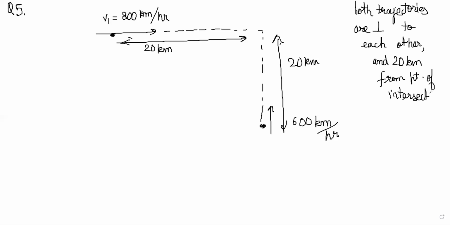So right now what the question is saying is that at this moment, the trajectories of the planes are perpendicular to each other and 20 kilometers from this point, right? Now we have to find the minimum distance between the planes if they now start approaching each other. Find the minimum distance between the planes.